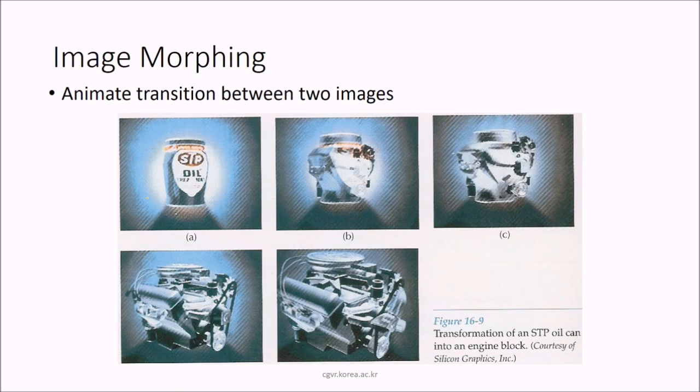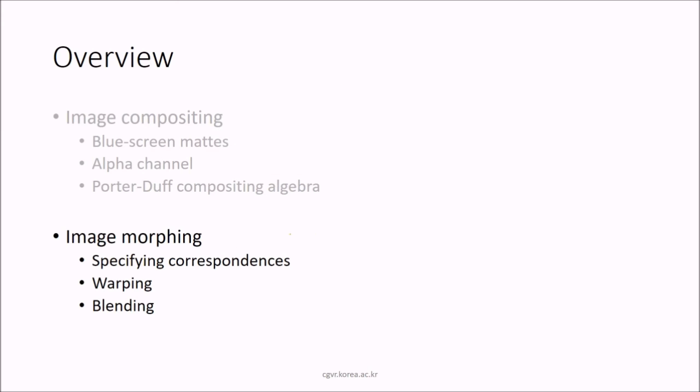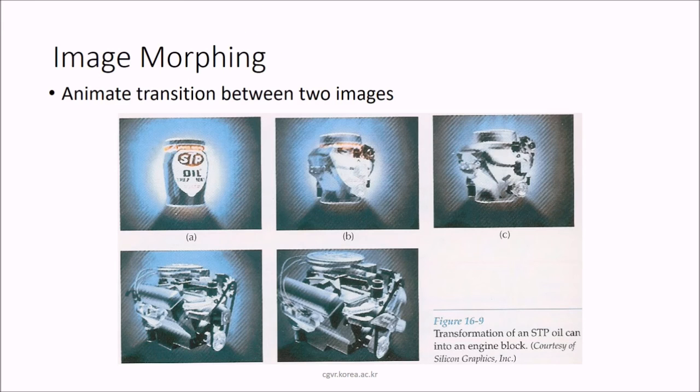Now we come to image morphing. In this we are going to see specifying correspondences, warping and blending. In image morphing, we animate the transition between two images. This is a transformation of, say, an STP oil can into the engine block. We are transforming it like this.